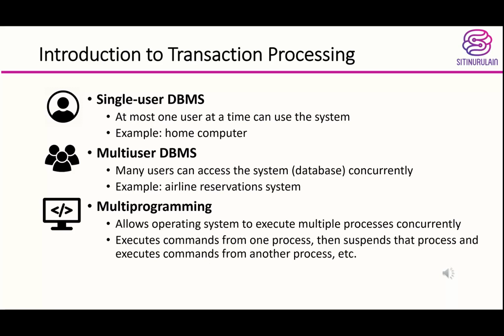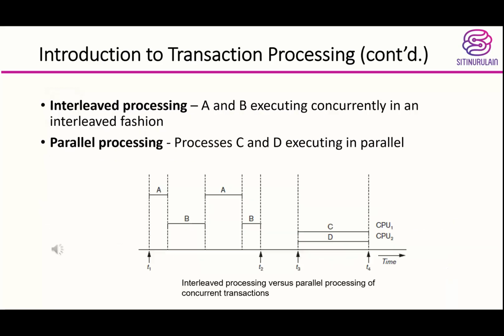It executes commands from one process, then suspends that process and executes commands from another process, and so on. The slide shows an illustration of interleaved processing that involves processes A and B executing concurrently in an interleaved fashion. Parallel processing involves processes C and D executing in parallel.